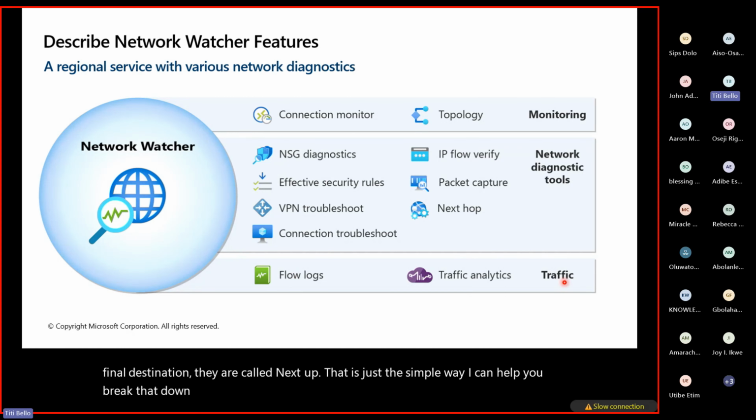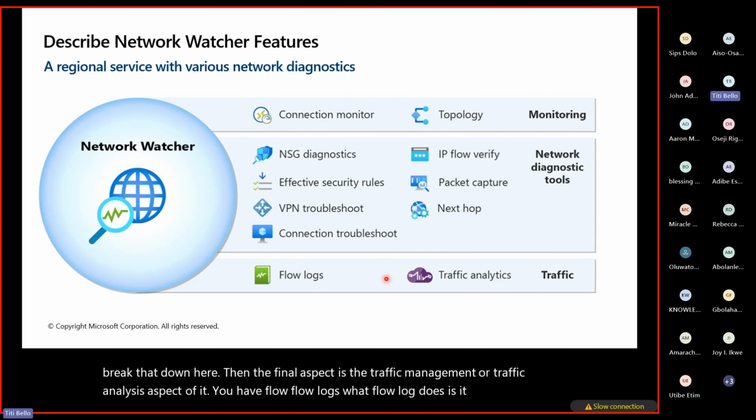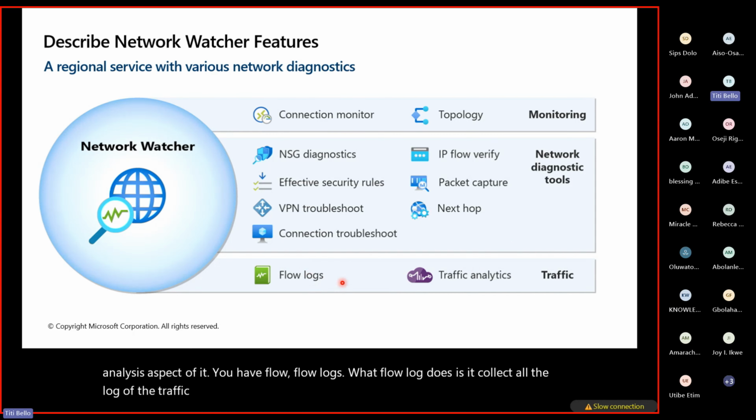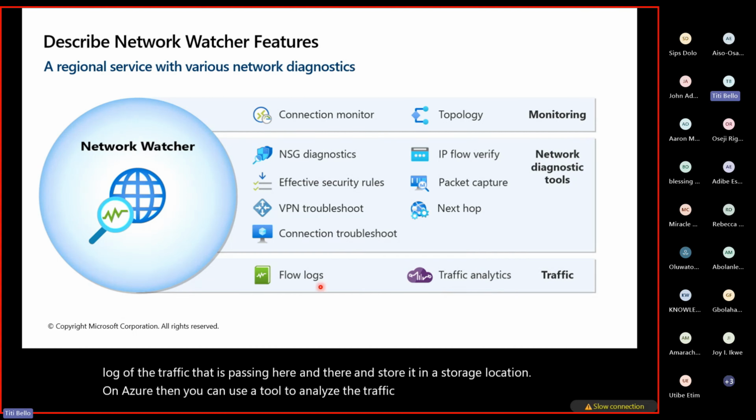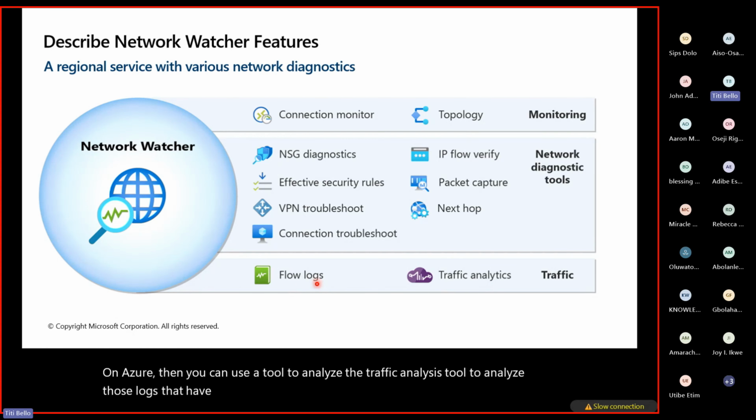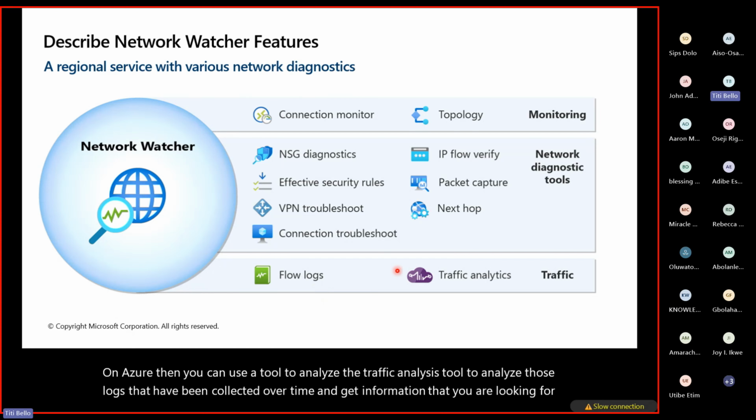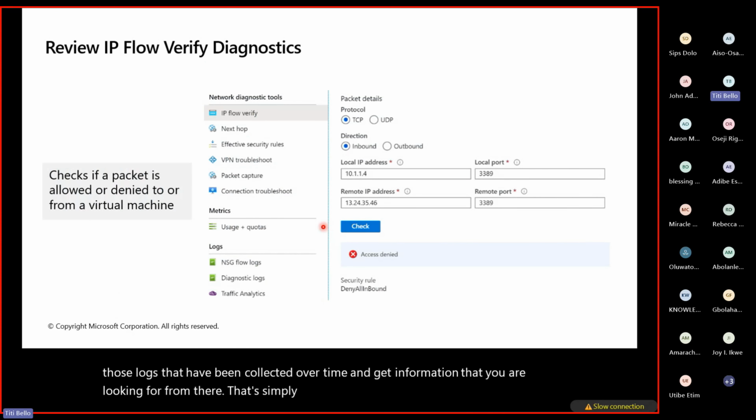Then the final aspect is the traffic management or traffic analysis aspect of it. You have flow logs. What flow logs do is collect all the logs of the traffic that is passing here and there and store them in a storage location on Azure. Then you can use a traffic analysis tool to analyze those logs that have been collected over time and get the information you are looking for. That's simply what NSG flow logs do for you.